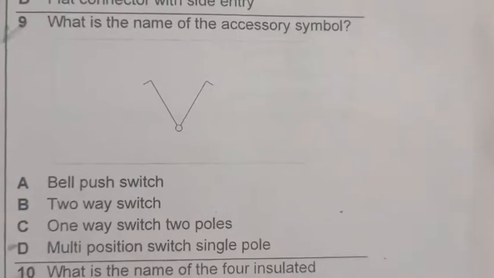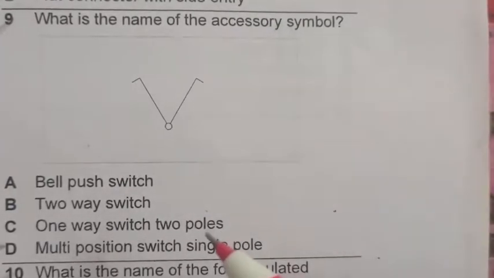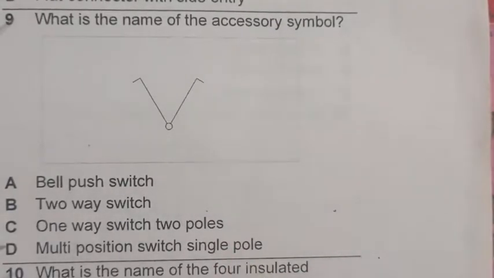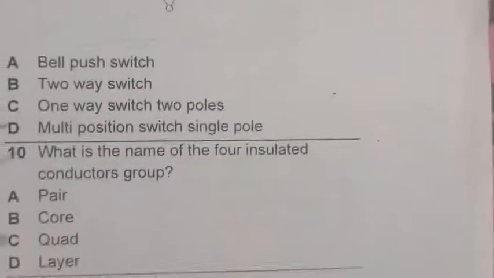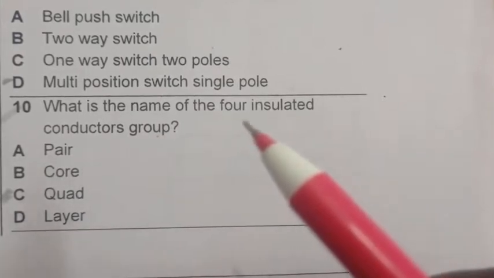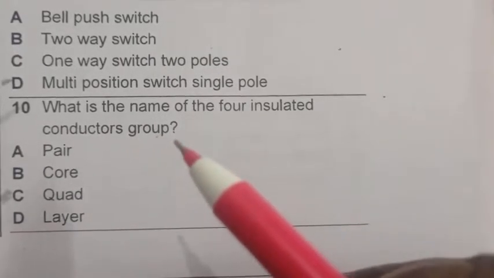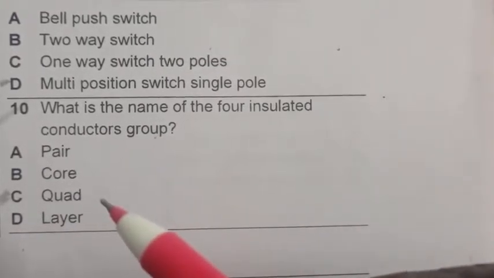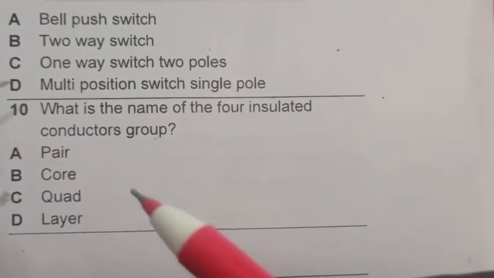Question 9. What is the name of the accessory symbol? Option D, multi-position switch single pole. Question number 10. What is the name of the 4 insulated conductor group? Option C, quad. 4 conductors in a group are called a quad.